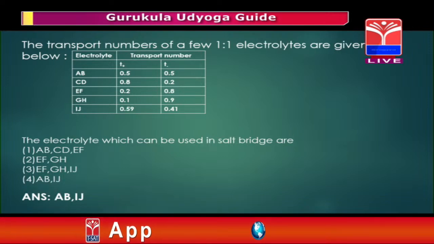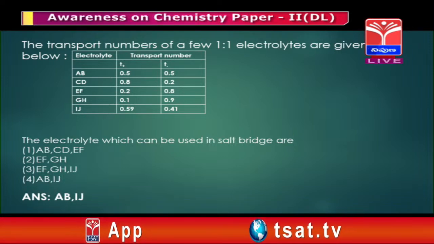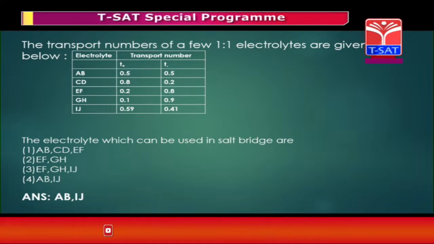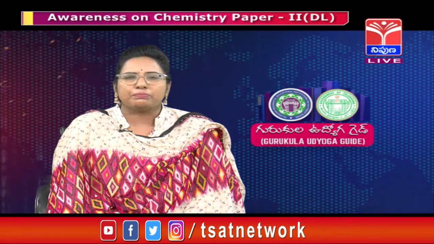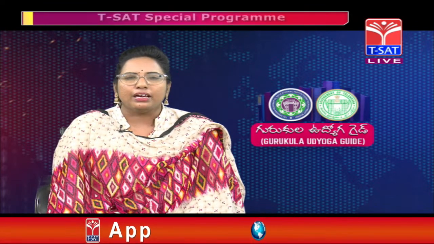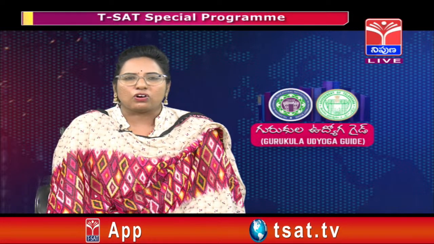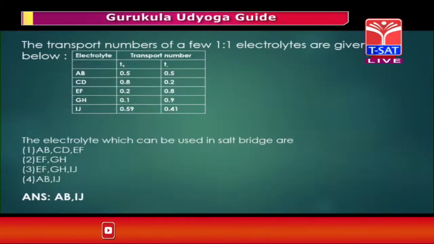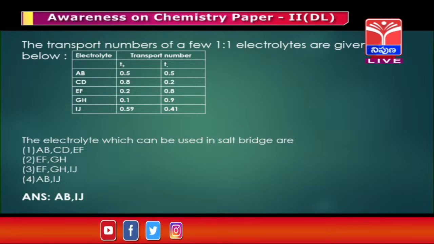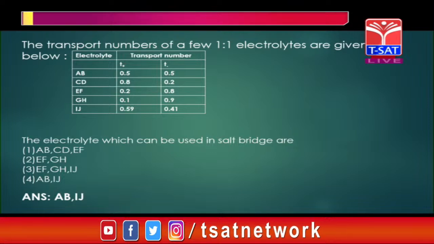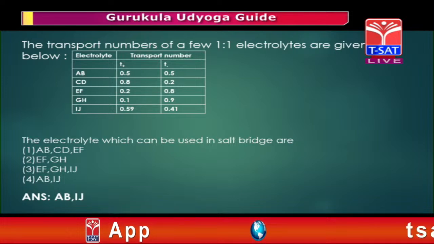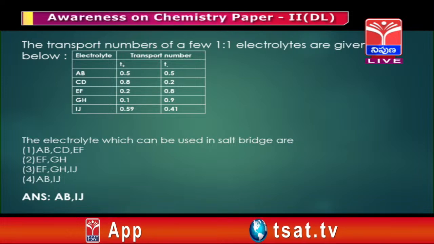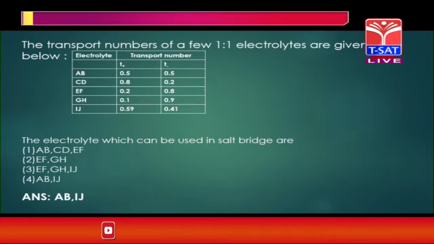Next, for a salt bridge, strong electrolytes are used. What is the main use of the salt bridge? To maintain the neutrality between the two electrodes. For maintaining the neutrality between the two electrodes, the transport numbers of anion and cation must be equal or nearly equal for the salt bridge. See that question, a table is given for different electrolytes. From that table, only AB and IJ both have equal or nearly equal values of transport numbers. That type of salts only is very convenient for the usage of a salt bridge.